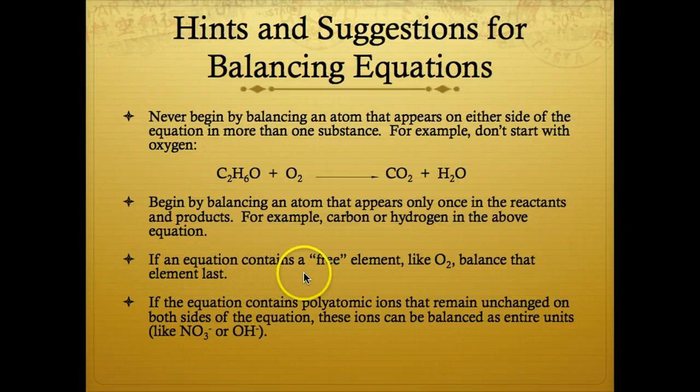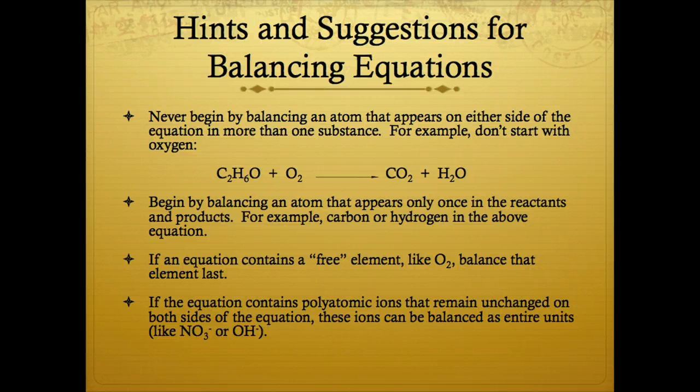Another point: if an equation contains a free element like O2, molecular oxygen, balance that element last. That's a good practice, as you'll see. If the equation contains polyatomic ions that remain unchanged on both sides of the equation, these ions can be balanced as entire units. We'll see examples of this in some of the problems in a minute. These are some examples of polyatomic ions. OH has a negative charge on the entire polyatomic ion. So let's look at what we're talking about here.